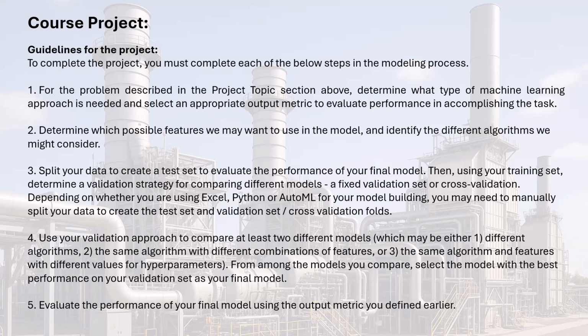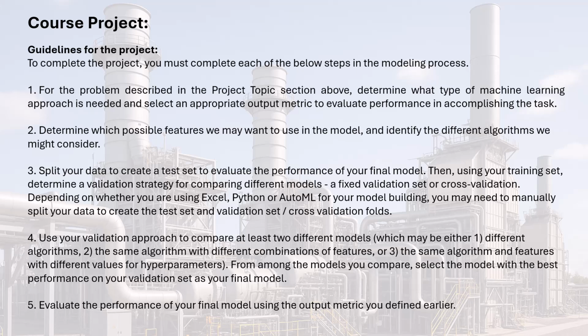The first one is to determine what type of machine learning approach is needed and select an appropriate output metric to evaluate performance in accomplishing the task. The second one is to determine which possible features shall be used in the model and identify the different algorithms. The third one is to split the data into a test set to evaluate the performance of the final model, and a training set to determine a validation strategy for comparing different models. A fixed validation or cross-validation can be used.